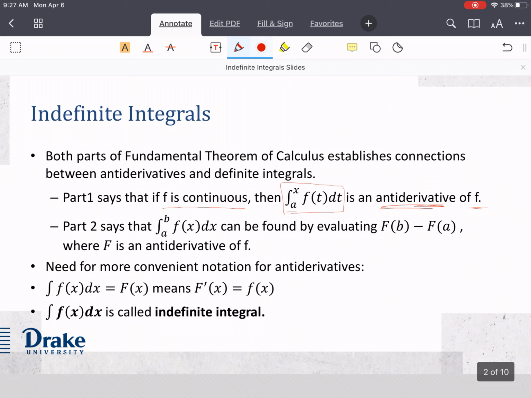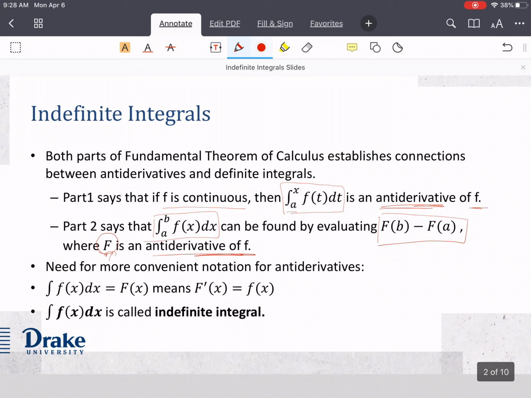Part 2 of the Fundamental Theorem of Calculus states that if you have the integral from a to b of f of x dx, this can be evaluated by capital F of b minus capital F of a, where capital F is an antiderivative of f. This theorem involves the idea of an antiderivative, which is represented with capital F, but we have no notation for this. Because of this, we need a convenient notation for antiderivatives that makes them easy to work with.